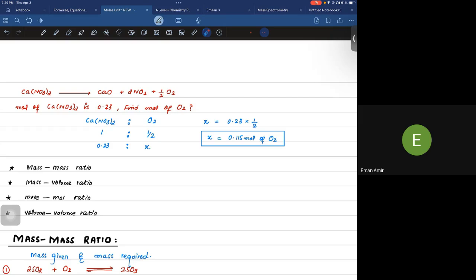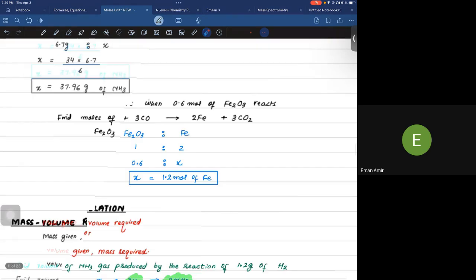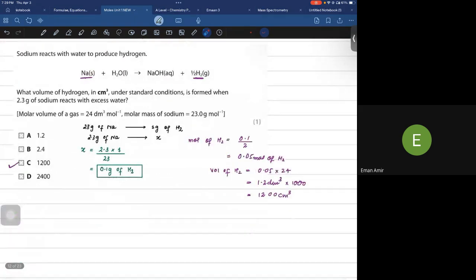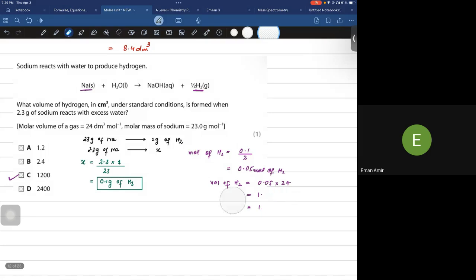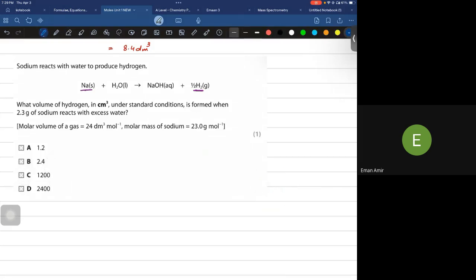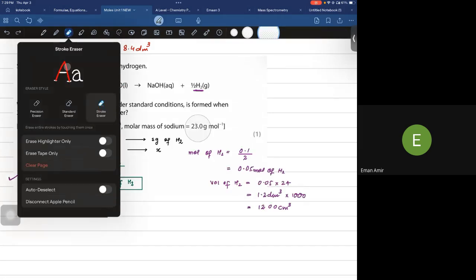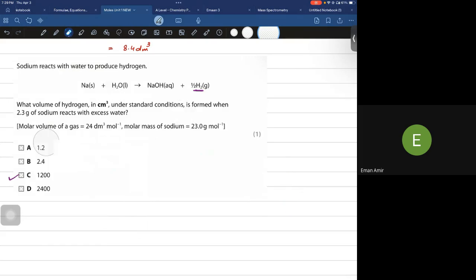Everything into the mole. Let me tell you some questions from the past paper. You can see in this question, let me solve this again. In this question, what are they asking, and what have they given to you?